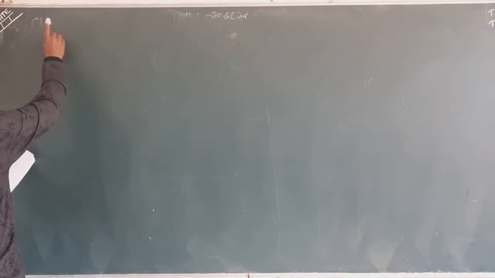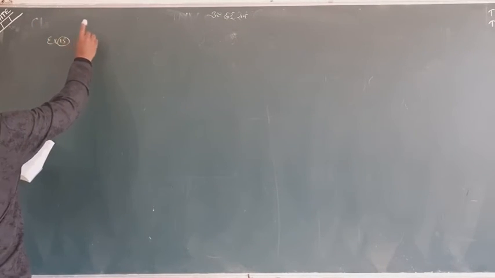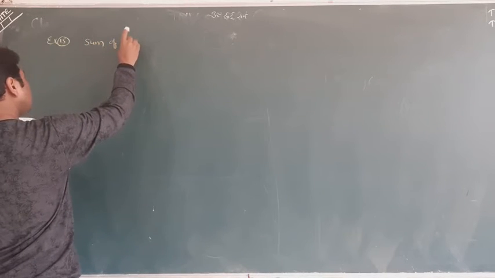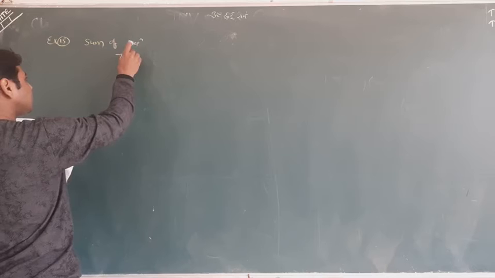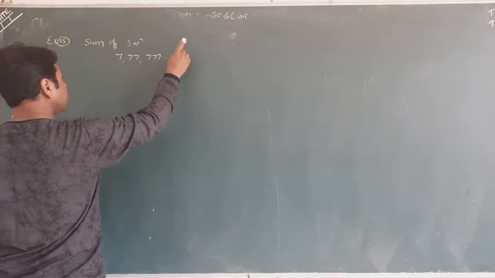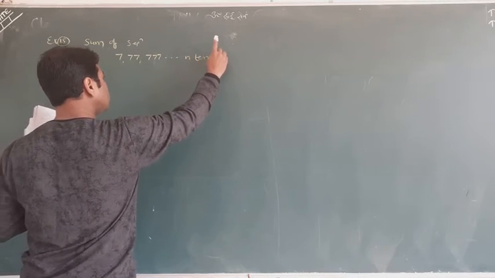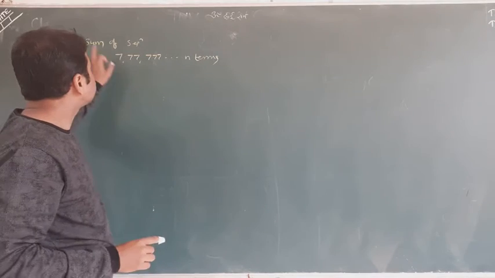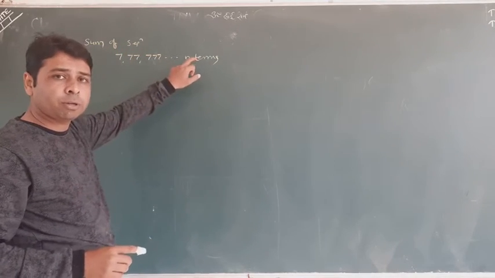Here, look at it. Find the sum of the sequence 7, 77, 777 up to n terms. So it is a very good question as far as the exam is concerned. Let me tell you, this question may come in the exam, so try to understand this. We want to find the sum of the sequence.